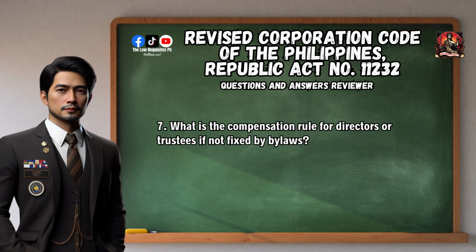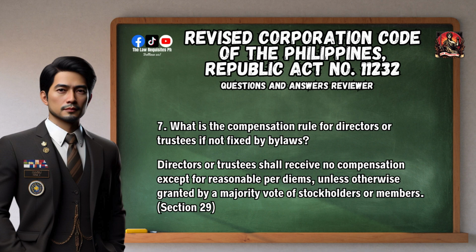7. What is the compensation rule for directors or trustees if not fixed by bylaws? Directors or trustees shall receive no compensation except for reasonable per diems, unless otherwise granted by a majority vote of stockholders or members. Section 29.